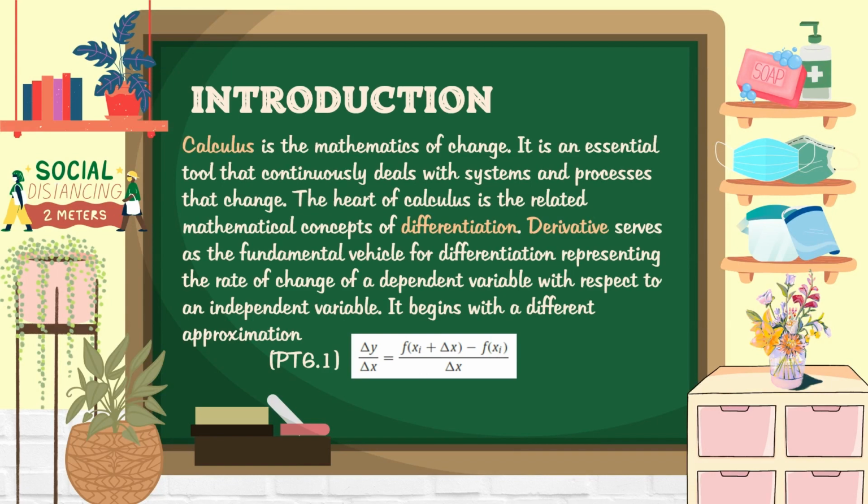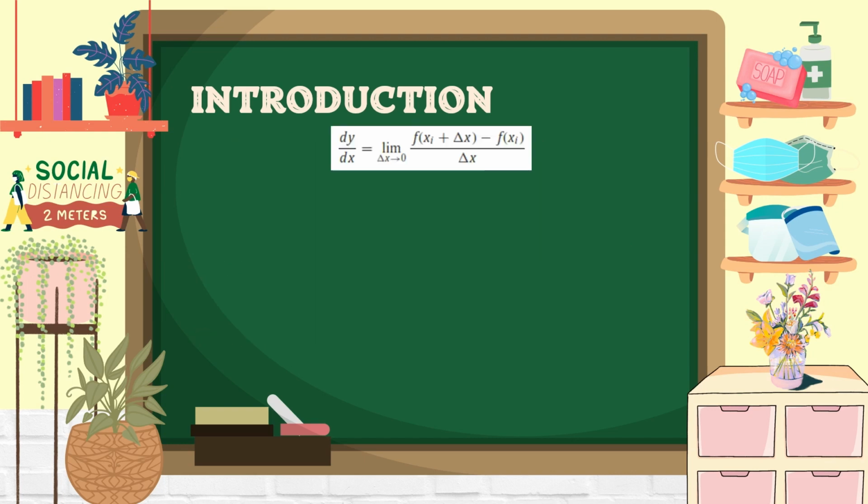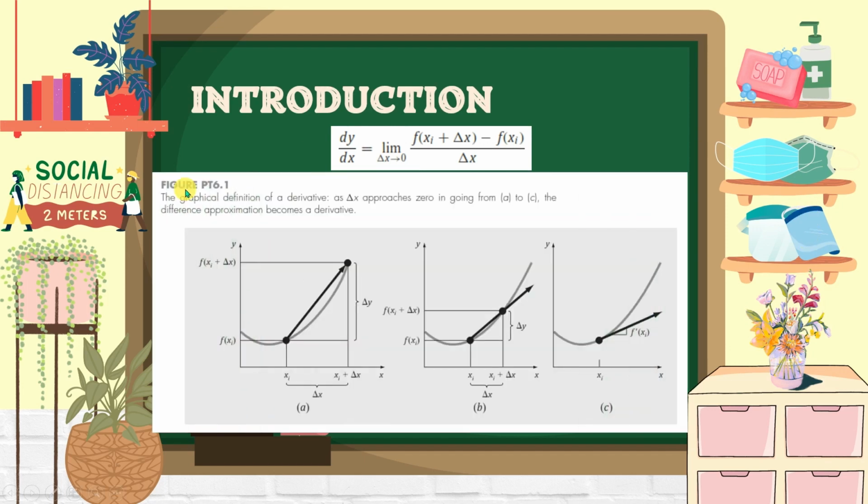Delta y over delta x is equal to f(x sub i plus delta x) minus f(x sub i), all over delta x, wherein y and f(x) are alternative representations for the dependent variable and x is the independent variable. If delta x is allowed to approach 0, as occurs in moving from figure PT 6.1a to c, the difference becomes a derivative, as shown in figure PT 6.1. So this is the graphical definition of a derivative as delta x approaches 0 in going from a to c.